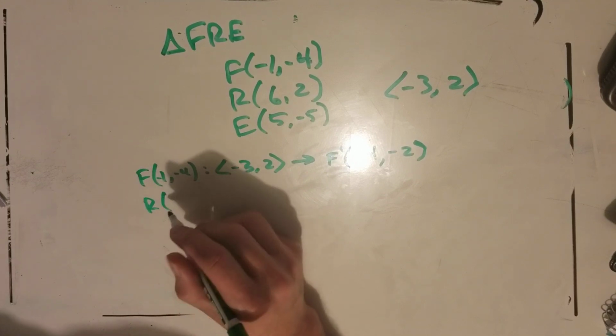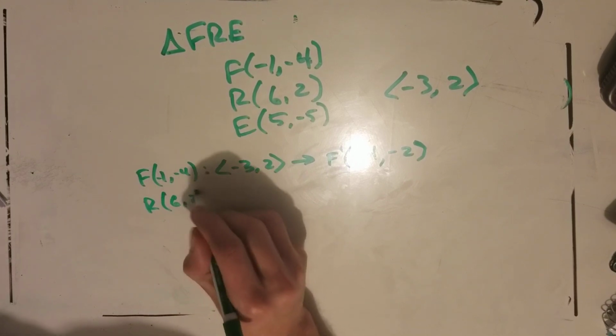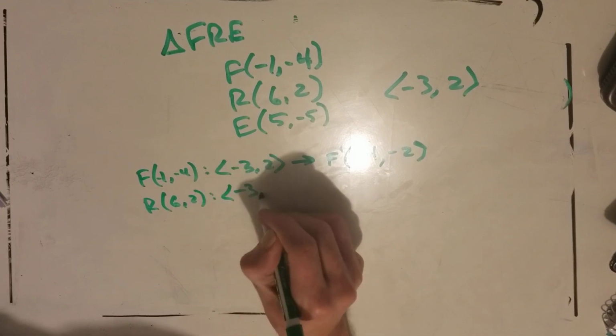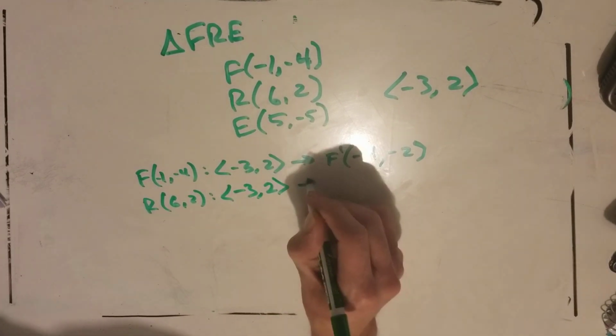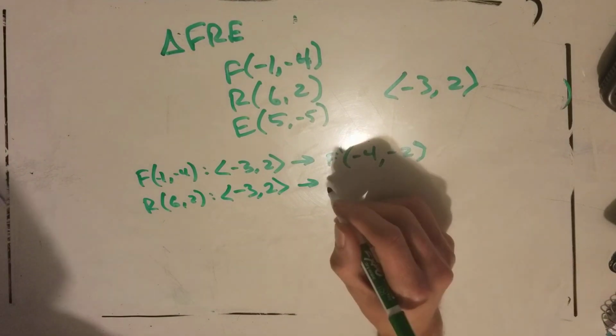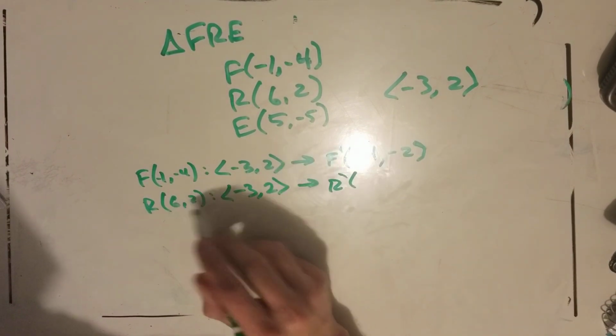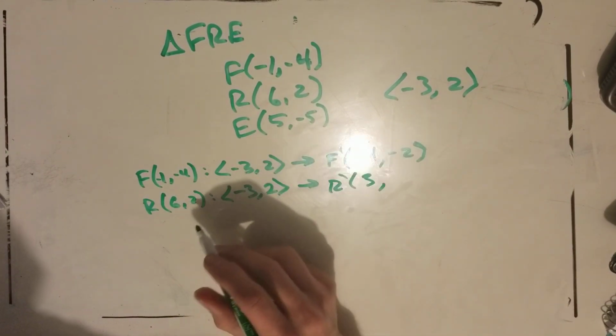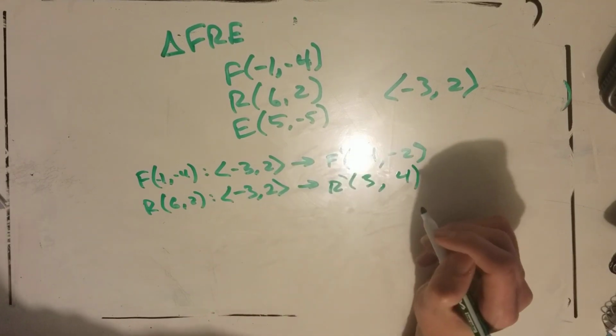Your R was given as 6, 2. And you're going to translate by the same vector. Everything's being translated by the same vector. So R prime is going to be 6 plus -3, which is 3, and 2 plus 2, hopefully we get 4.